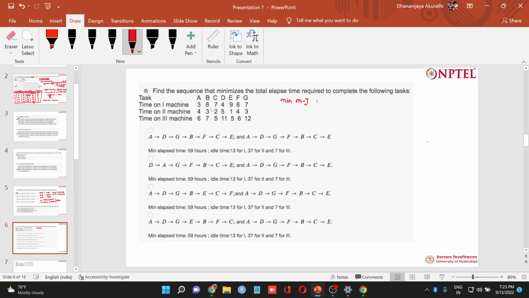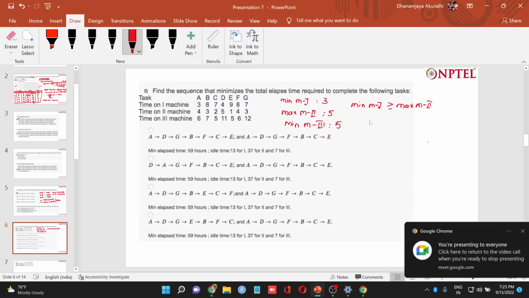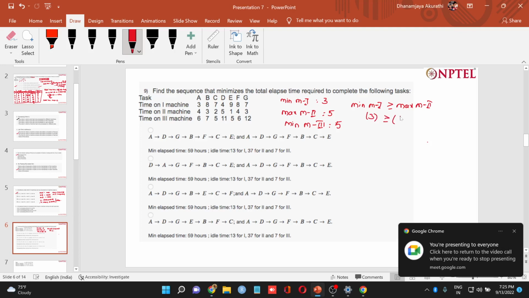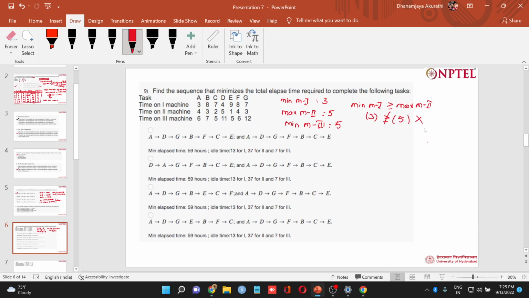First select the minimum of mission 1, that is 3, and the maximum of mission 2, that is 5, and minimum of mission 3, that is 5. So our criteria is minimum of mission 1 should be greater than or equal to max of mission 2. Check it, is it true here or not? Minimum of mission 1 is 3, is greater than or equal to max of mission 2, that is 5. No, it was not correct.